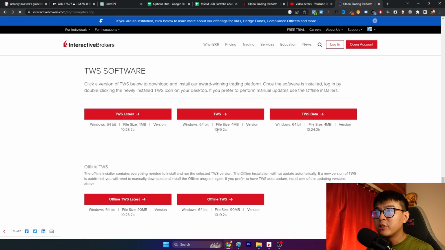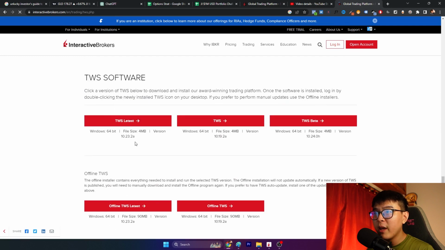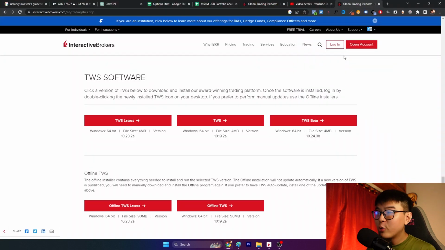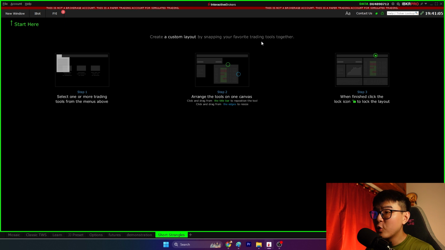You can scroll down and just download TWS software and click on the latest. Once downloaded, you should be able to log in into your paper account. If you don't have a paper account, log in into your main account on Interactive Brokers and create a paper account from there. If you need help on this, let me know in the comment section and I'll create a separate video for that. When you log in into your paper account, it should look something like this.